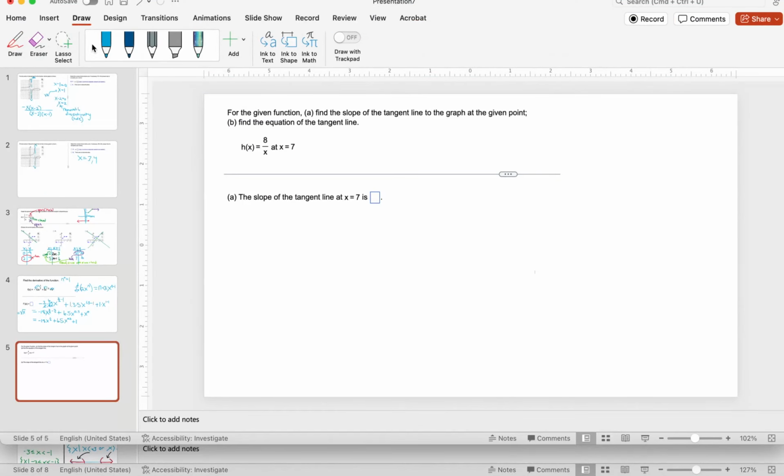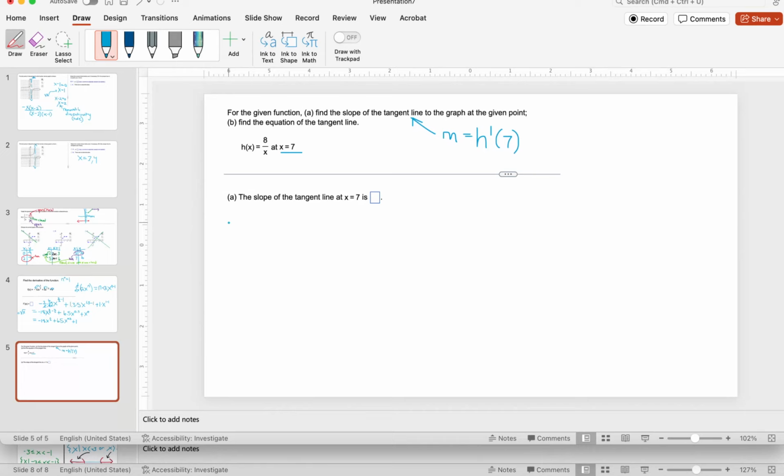So it says here, for the given function, find the slope of the tangent line to the graph at the point. And so the slope of the tangent line, that's going to be m. It's going to be the derivative at that point. So it's going to be f, or that's actually h. The function's called h. It'll be h prime, the derivative, of 7. So the slope at that point is going to be, because it's at this point 7.